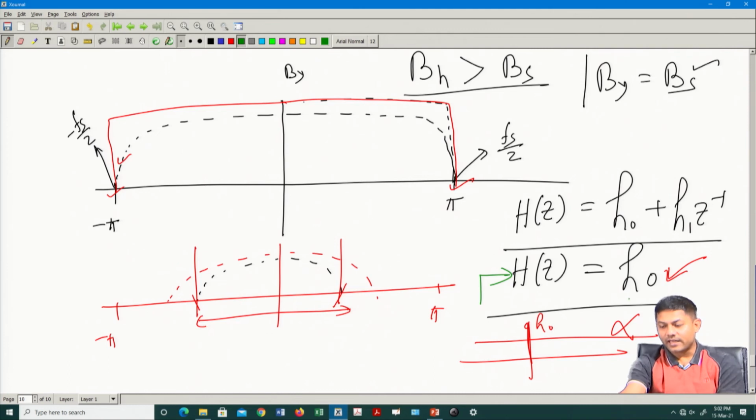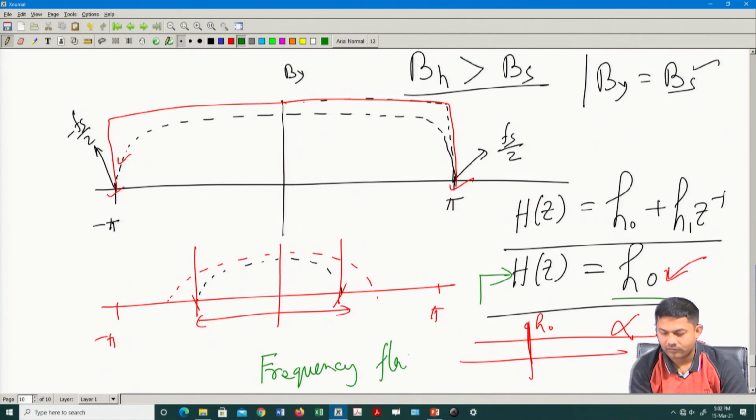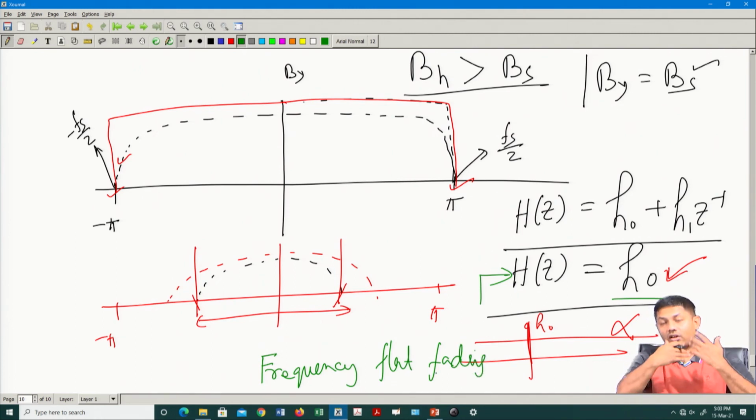Such a channel I call a frequency flat fading channel. Frequency flat fading means it does not introduce any frequency suppression on your input signal, it just makes everything go through. It is a frequency flat fading channel.